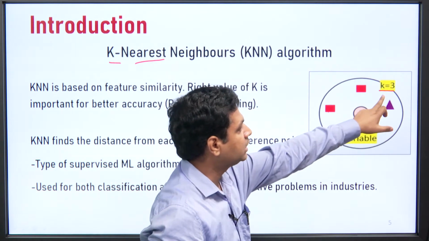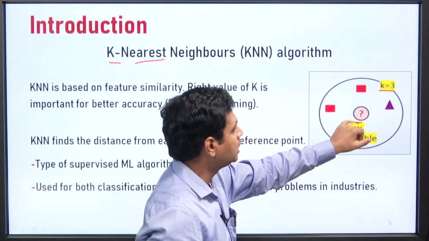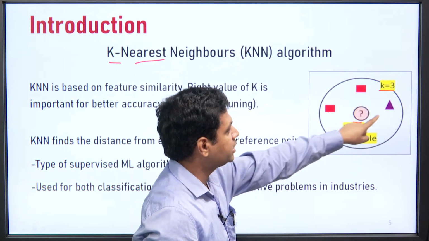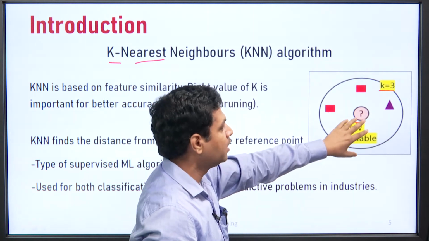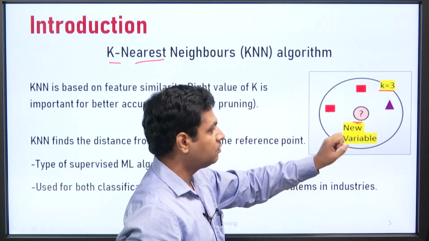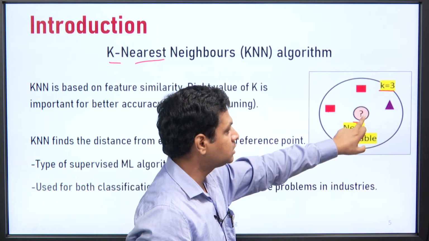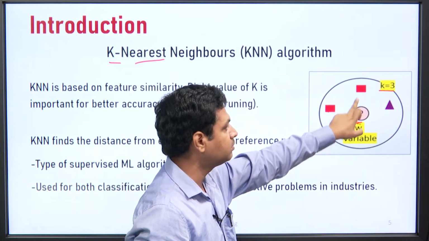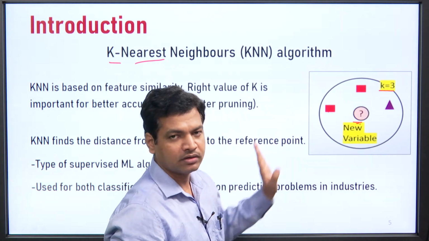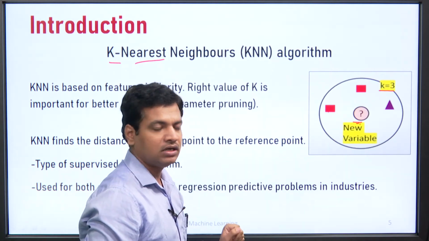So, here we see that k is equal to 3, there are 3 entities and the majority is square, whereas only a single triangle is there. So, we can predict or have the solution as this: the new entity which has come belongs to the class square. So, this is nothing but the KNN algorithm.